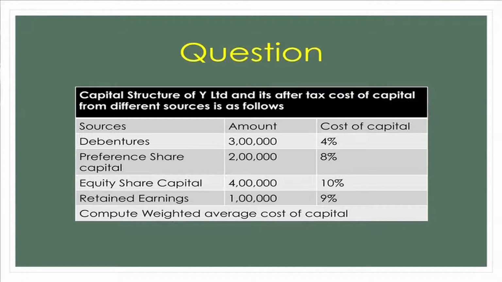For debentures, amount is 3 lakhs and cost of capital is 4%. Preference share capital, amount is 2 lakh and cost of capital is 8%. For equity share capital, amount is 4 lakh and cost of capital is 10%. For retained earnings, it is 1 lakh and its cost of capital is 9%. Compute the weighted average cost of capital. Now, we will move towards the solution.